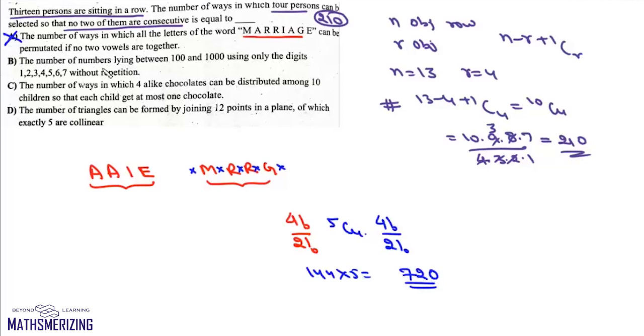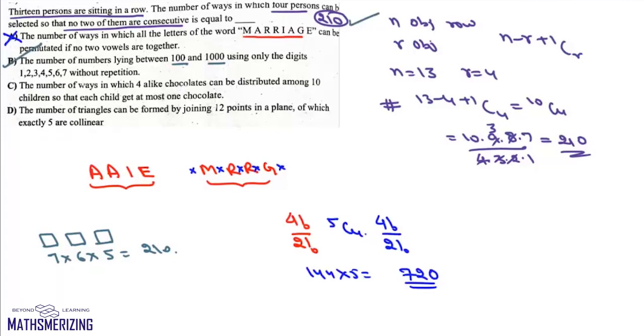Now the second one is number of numbers lying between 100 and 1000 using only the digits 1, 2, 3, 4, 5, 6, 7 without repetition. So we have a 3-digit number. Now for this first place, we have 7 choices. For this second place, we have 6 choices. And for this third place, we have 5 choices. So it will be 30 into 7, which is 210. That means this number is same as 210.